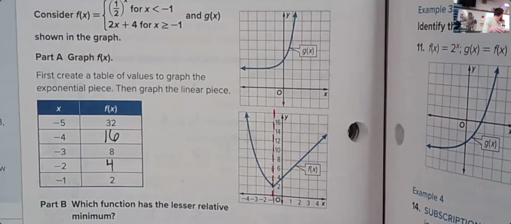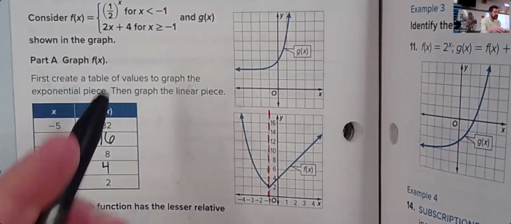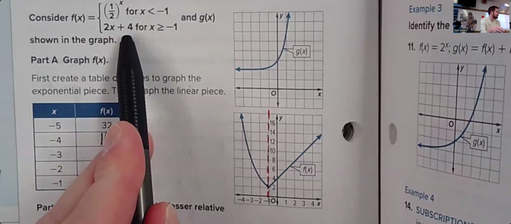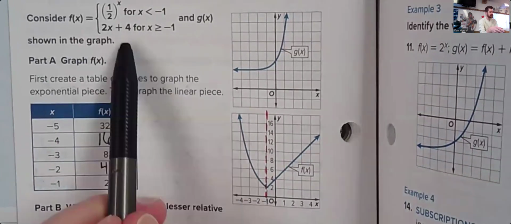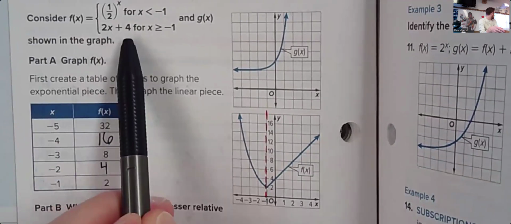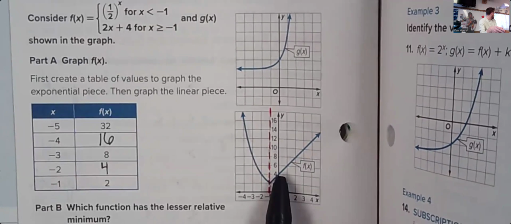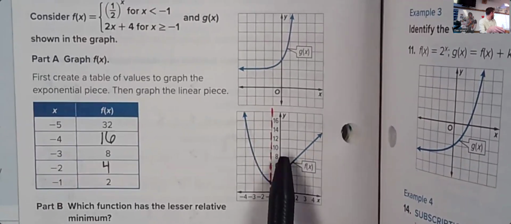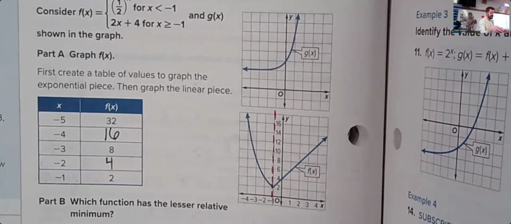The reason why there isn't a table of values for the linear piece is because the linear piece is in slope-intercept form, and so you can just use y equals mx plus b from a certain value of x and just continue with that. It's a slope of 2 with a y-intercept of 4. So if you start at 4 on the y-axis and then go up 2 over 1, up 2 over 1, up 2 over 1, that'll just give you the linear piece. So you don't necessarily need to do the table of values for that.